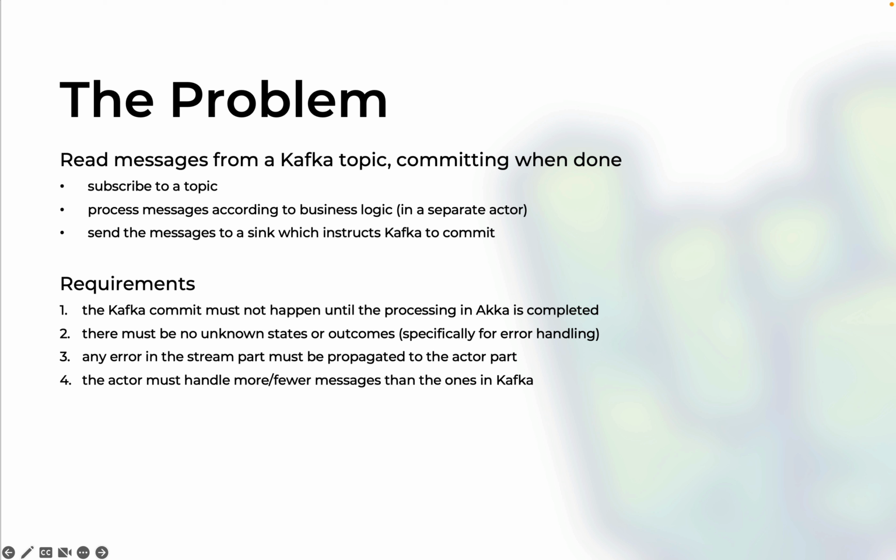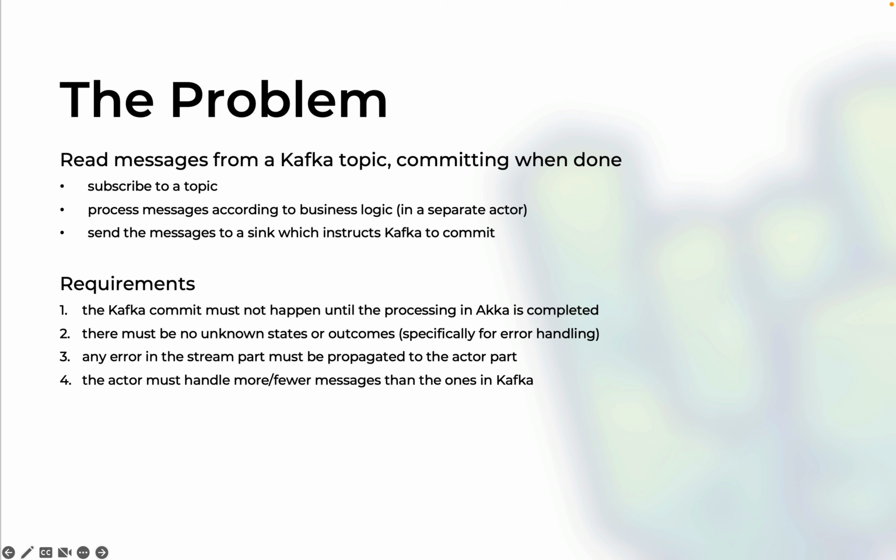And one other item which may not necessarily be connected to the business logic, but rather with the infrastructure, is that the inbound and outbound rate of processing messages should be decoupled from the messages from Kafka. In other words, the actor should be able to handle more messages than the ones from Kafka or fewer messages than the ones from Kafka. And I'm going to give you some examples for that.